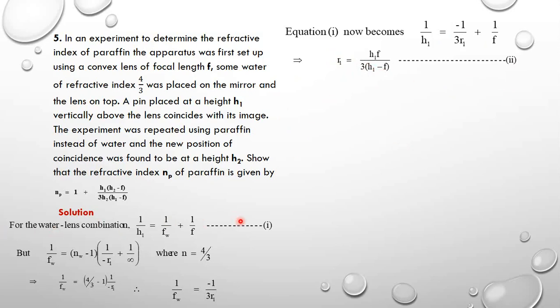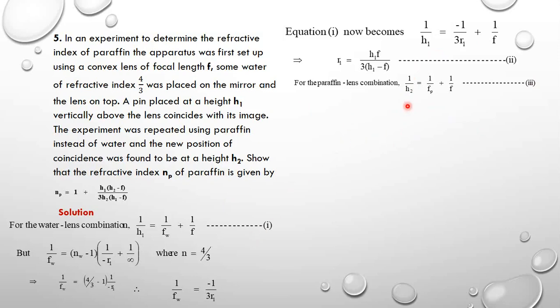We started by considering the water-lens combination. We shall now consider the second case where you have placed in the paraffin. The paraffin lens combination shall have the paraffin and then the convex lens combination. That is, 1 over h2 is equal to 1 over Fp plus 1 over f, where h2 is the focal length of the combination. That is equation 3.